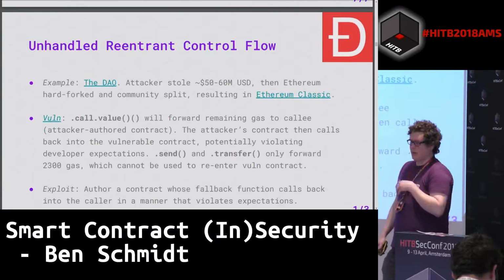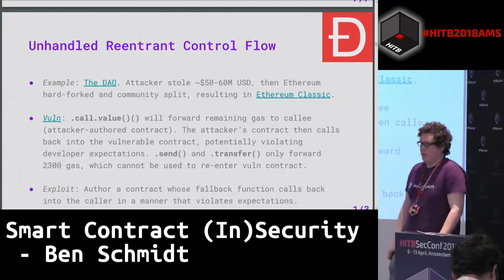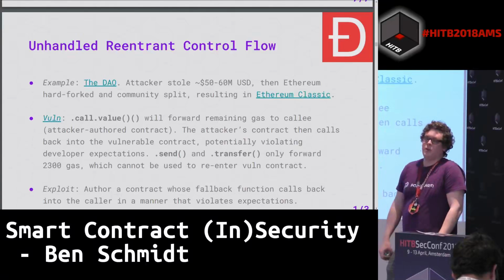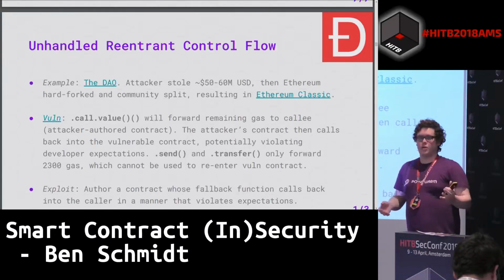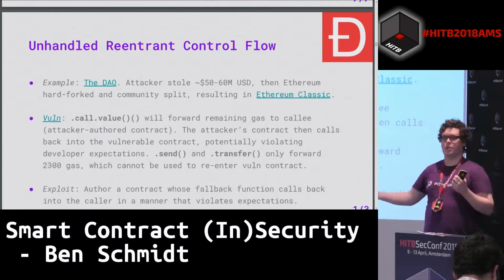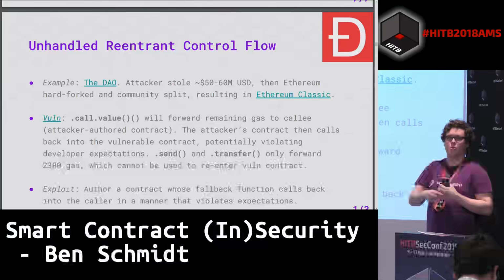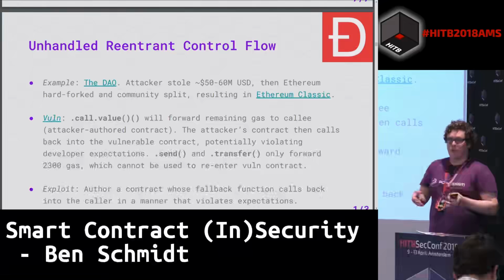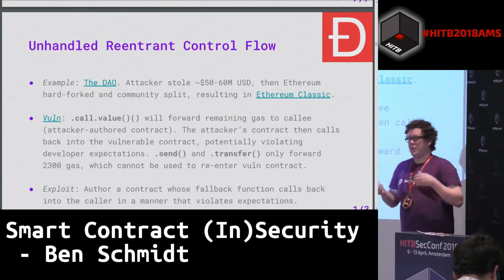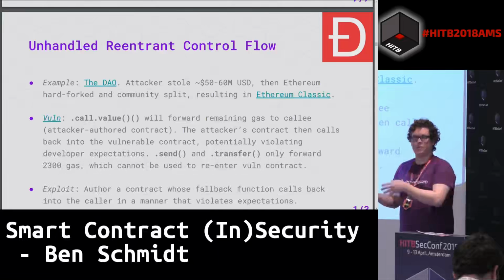So the next bug type that we're going to go into is unhandled re-entrant control flow. Now, re-entrancy is a problem that is entirely dependent on inter-contract calls. So you have one contract and it calls out to some other contract, and that contract calls back into yours and modifies state internally that you weren't expecting it to modify. Now, what complicates this is in a lot of cases, just sending money to a given address could be equivalent to calling in to that contract.